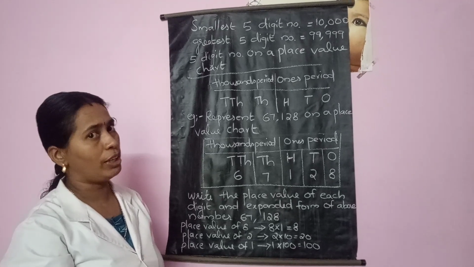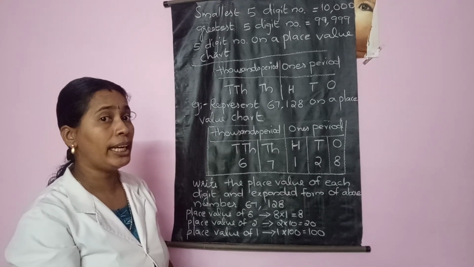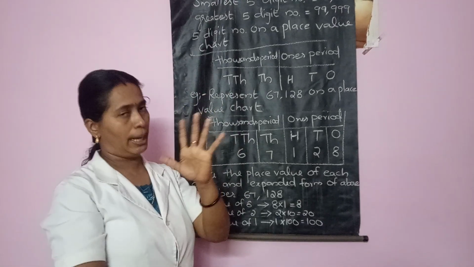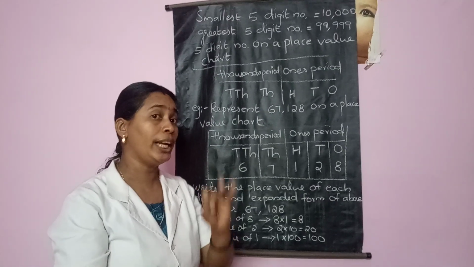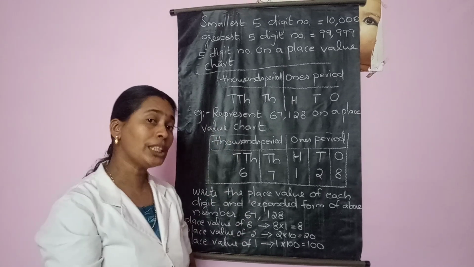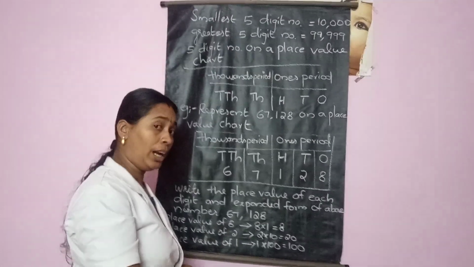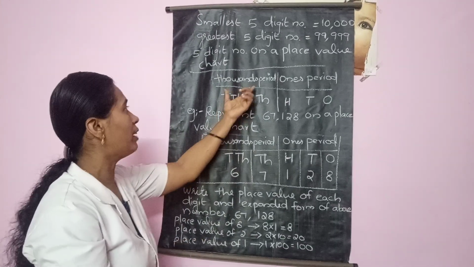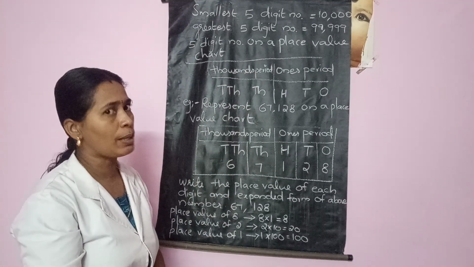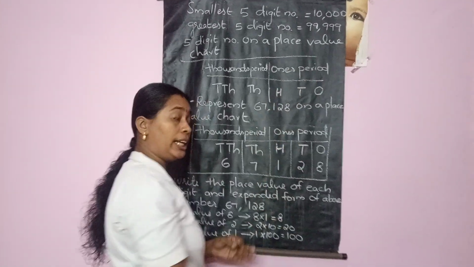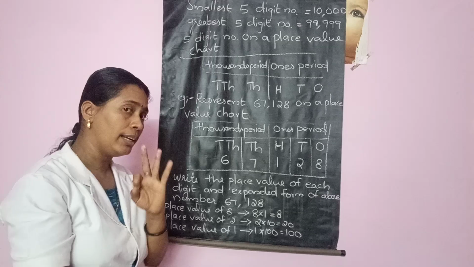So first of all, we should know about periods and places, isn't it? Here for 5-digit numbers, we need only 2 periods. First period is called ones period. And second one is called thousands period. And in ones period, we will insert 3 digits.